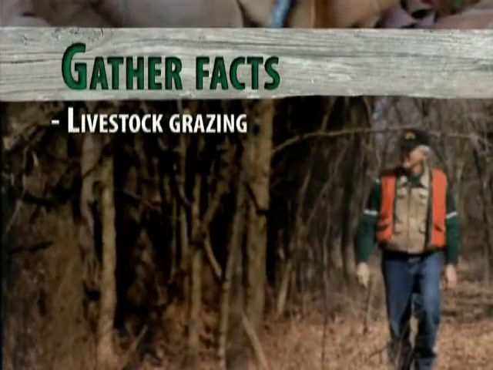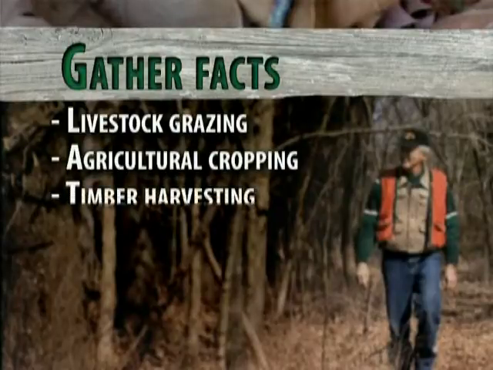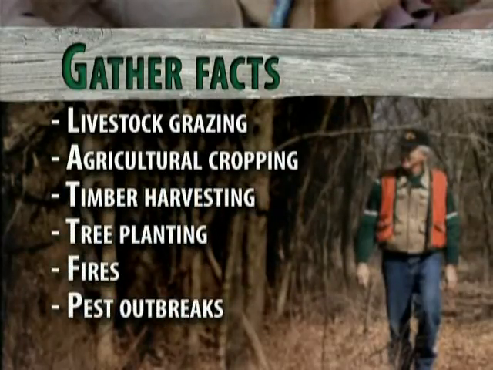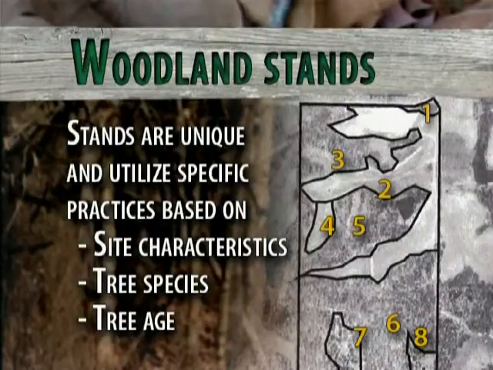Gather facts concerning previous land use or management activities that could have influenced the development of your woodland. Such activities might include livestock grazing, agricultural cropping, timber harvesting, tree planting, fires, and pest outbreaks. Foresters use these events and their timing to analyze the development of existing woodlands and to predict the results of future management practices.